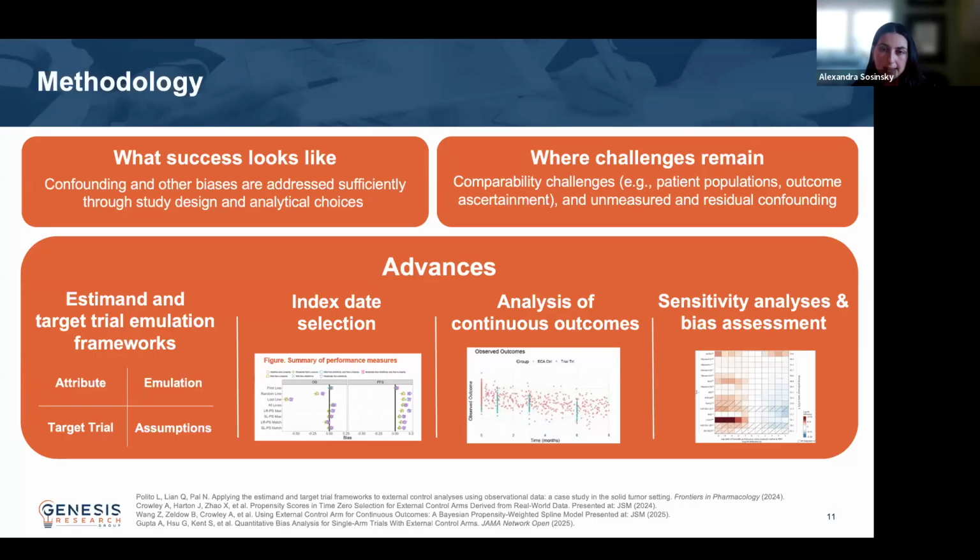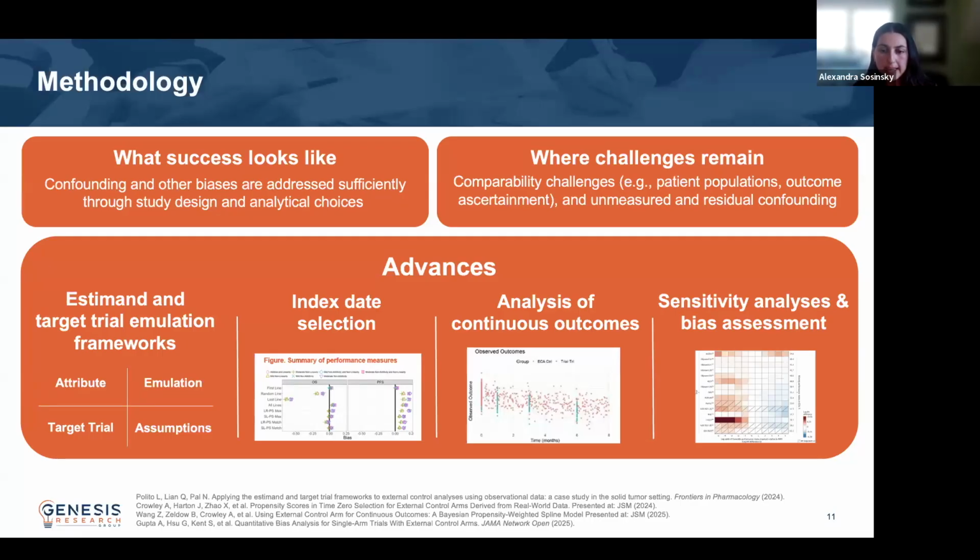Index date selection is another area of focus. Pinpointing the correct time for cohort entry, or time zero, is critical for ensuring comparability and generating unbiased treatment effect estimates. Colleagues at Genesis, led by Dr. Erin Crowley, have explored how techniques like propensity score matching can help improve index date selection in real-world data from oncology EHRs, where patients may be eligible for inclusion at multiple time points.